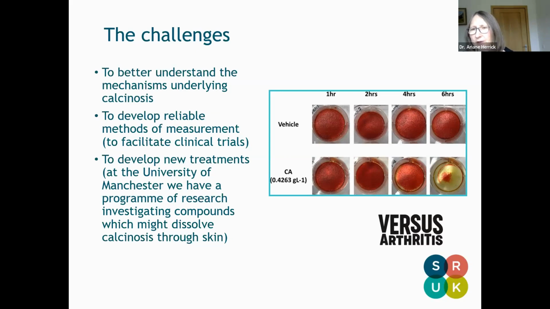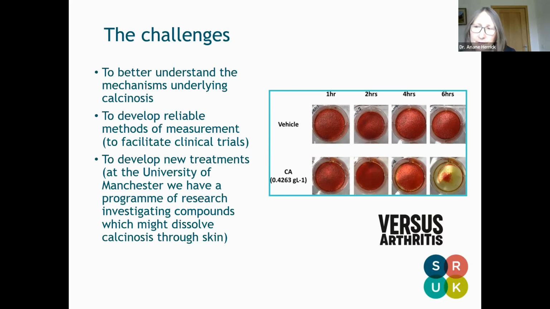So I think we need to understand more about the underlying mechanisms of calcinosis, because that will allow us to develop new treatments. We need to develop ways of measuring calcinosis, as I spent a little bit of time talking about, because in that way we'll be able to run treatment trials when we have appropriate drugs. And we need to develop new treatments.